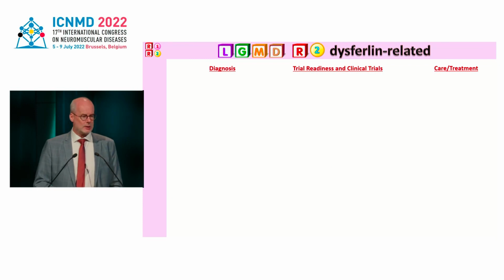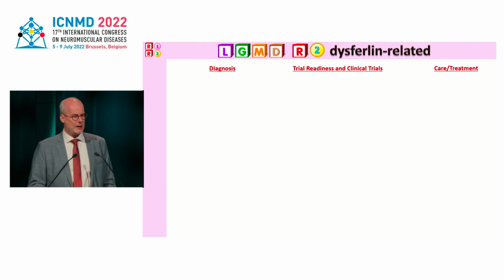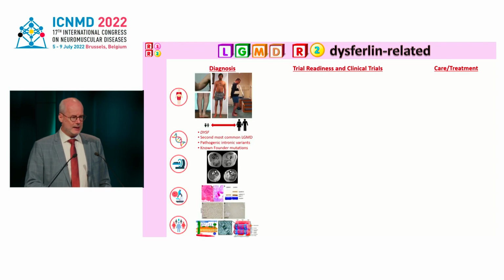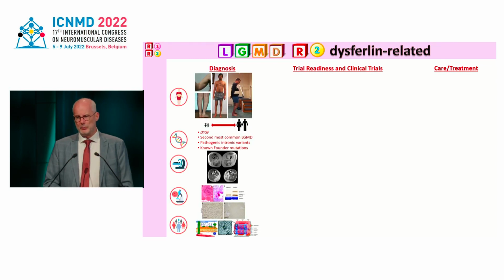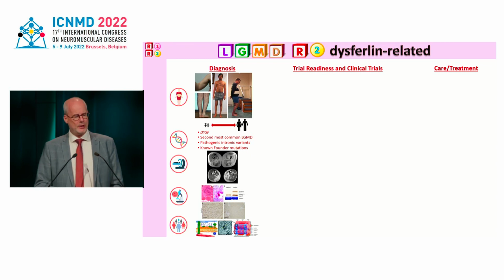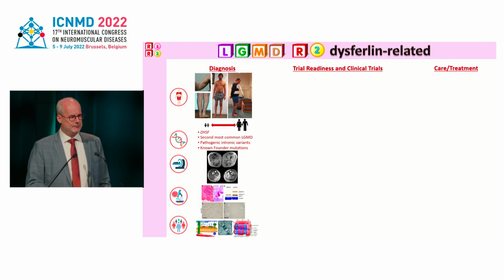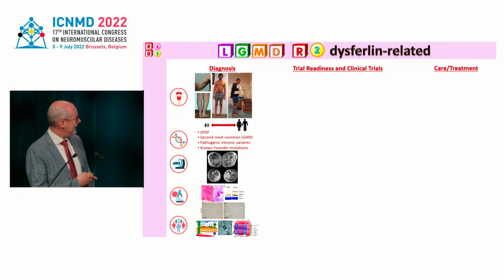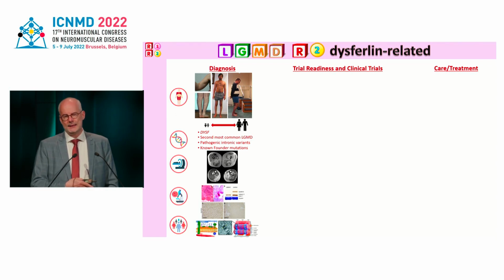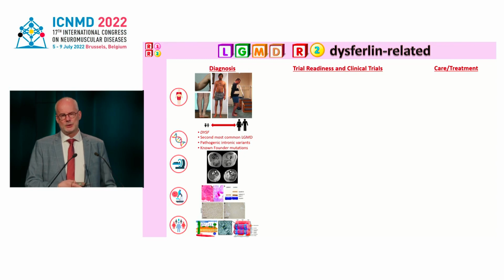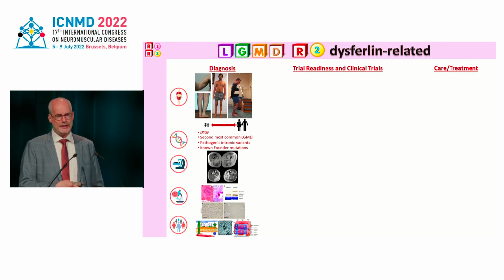Now, the second one is LGMD-R2, or dysferlin related. And again, this is the second most common limb-girdle muscular dystrophy globally. It doesn't affect small kids. It's mainly adults, actually. You will find that patients present in their late teenage years, but mainly in their 20s.